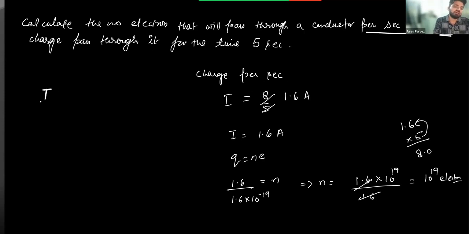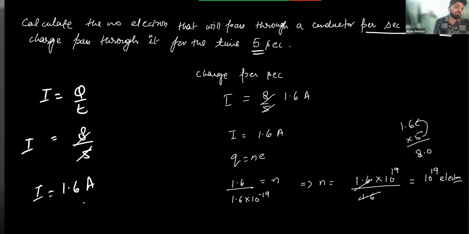So you know that I, what will be the value of I? I is Q upon T. So I means the current. So I is equal to Q, and Q is the total charge given to you, that is 8 coulomb, and how much time is it taking? It is taking 5 seconds. So we can say that the current flowing through the conductor is 1.6 ampere.